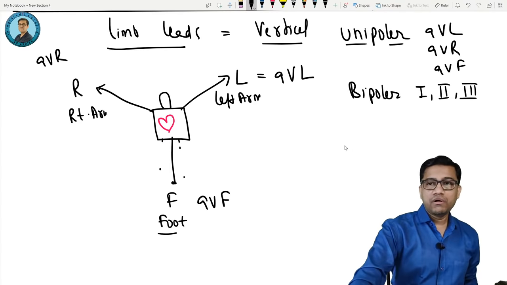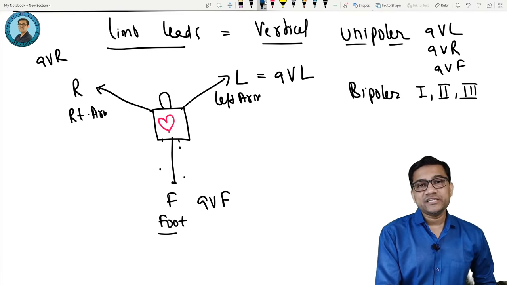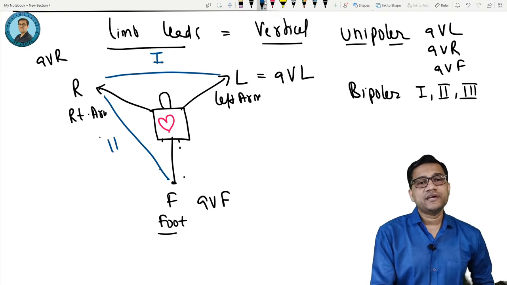Clear? Now, we'll see how you connect. If I connect these two limbs, this is lead one. If I connect these, it is lead number two. And if I connect this, this is lead number three.